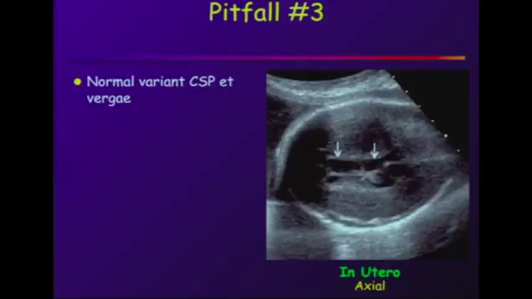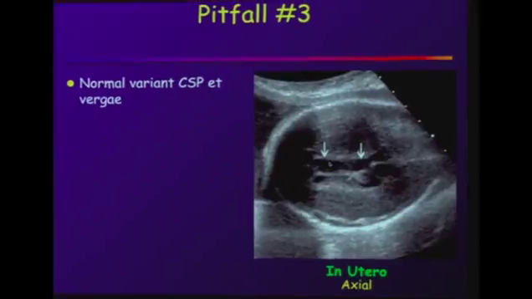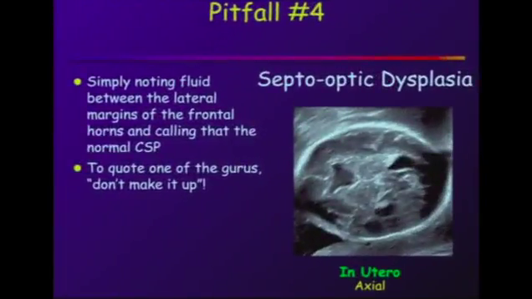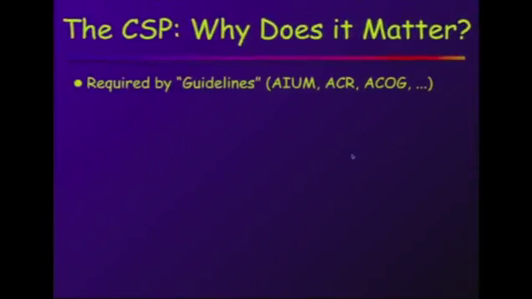This is not an interhemispheric cyst. This is the normal cavum. It's just a little bit bigger than normal. Most people say it's a normal variant. And number 4, to quote one of the gurus, Roy Filly, don't make it up. There are no clear walls here. So we have fluid in front, but we don't have the clear walls. So don't just say, oh, there's fluid up there, but this was a case of septo-optic dysplasia, and we saw other cases of schizencephaly.